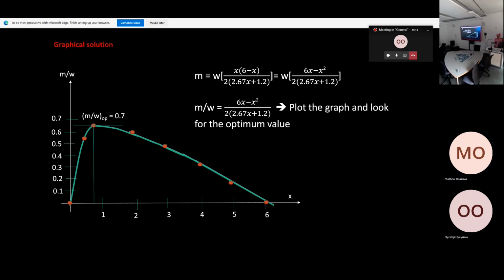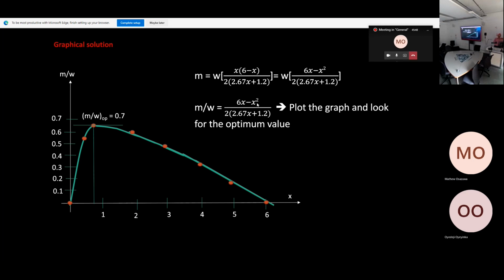Hello, sir. If we want to use the graphical method, how are we going to get the parameters to plot the graph, the value of S? Are we going to guess the value of S? No, you assume your values for X. So you can have 1, 2, 3, 4, 5, whatever.